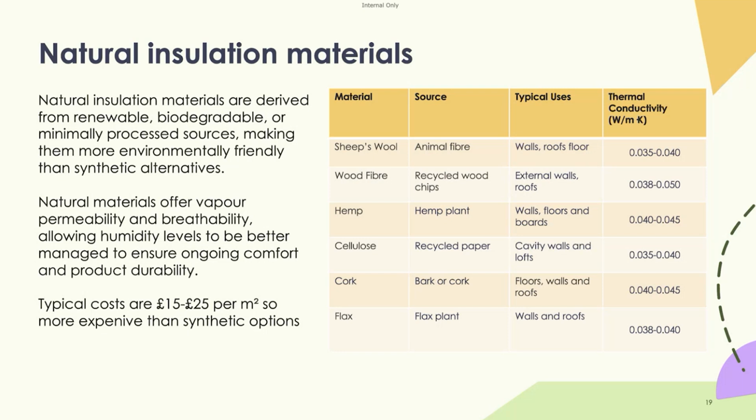So again, these products are comparable to the synthetic products made in the manufacturing process. These are usually, however, slightly more expensive, so around 15 to 25 pounds per meter squared, and this is usually because of demand for these products. There's obviously not as much supply for these products, so they're in higher demand. But again, it is a product that lends itself to historical homes and conservation areas, particularly if you've got timber construction as well.